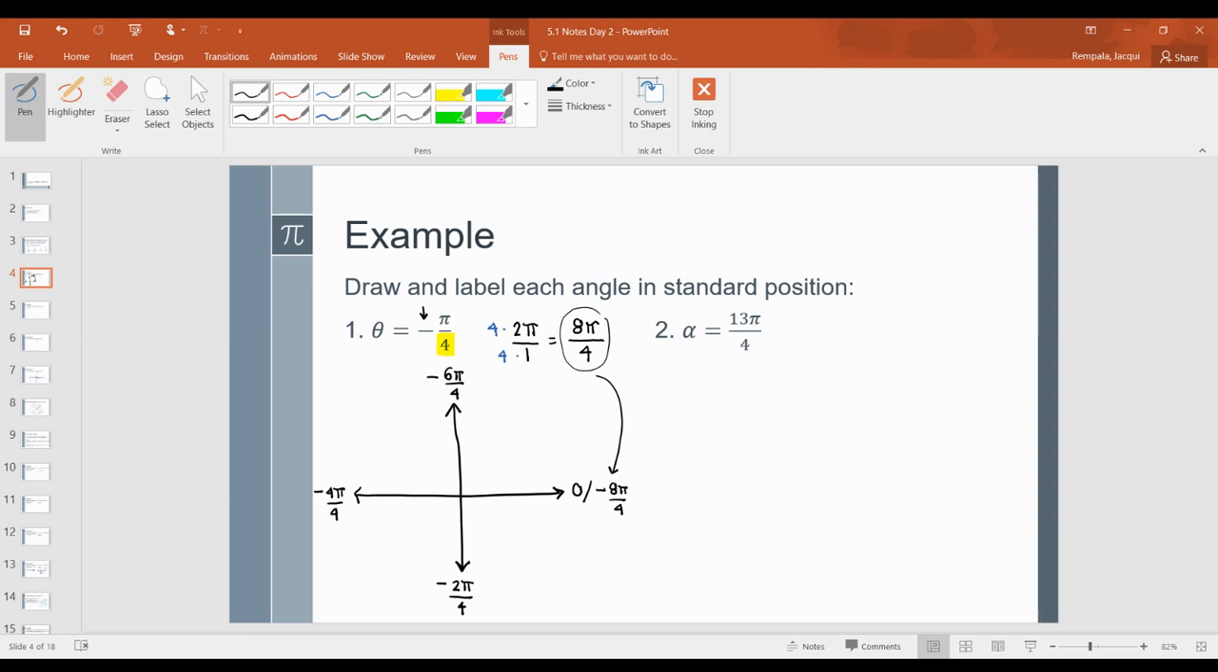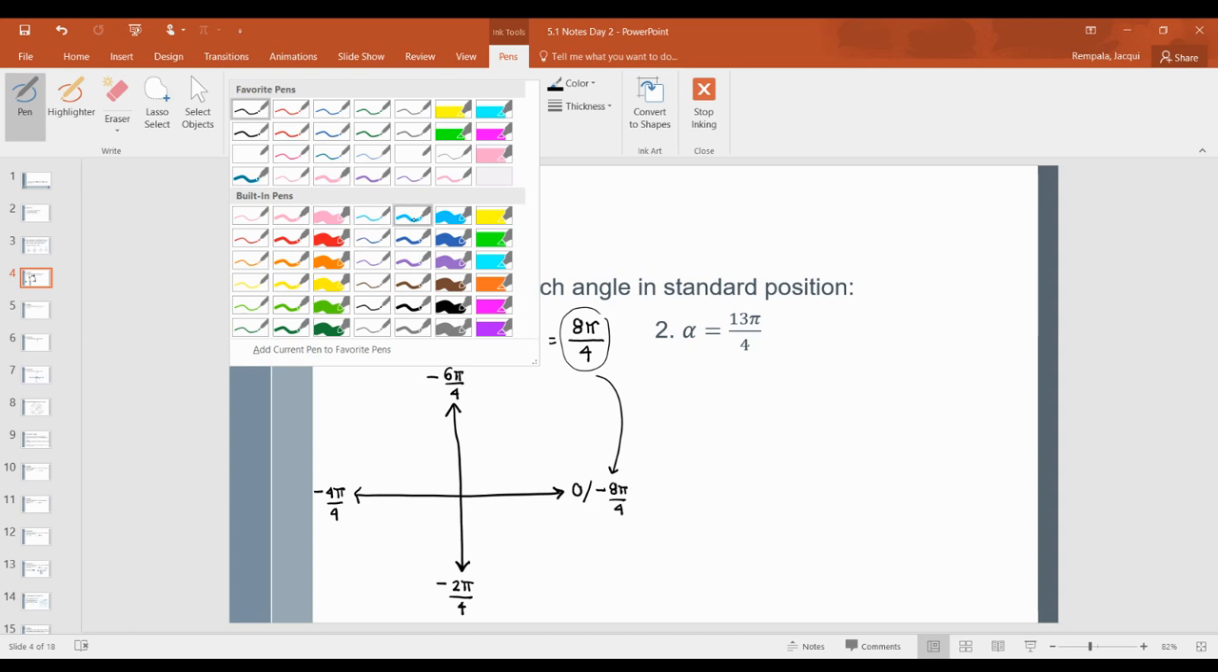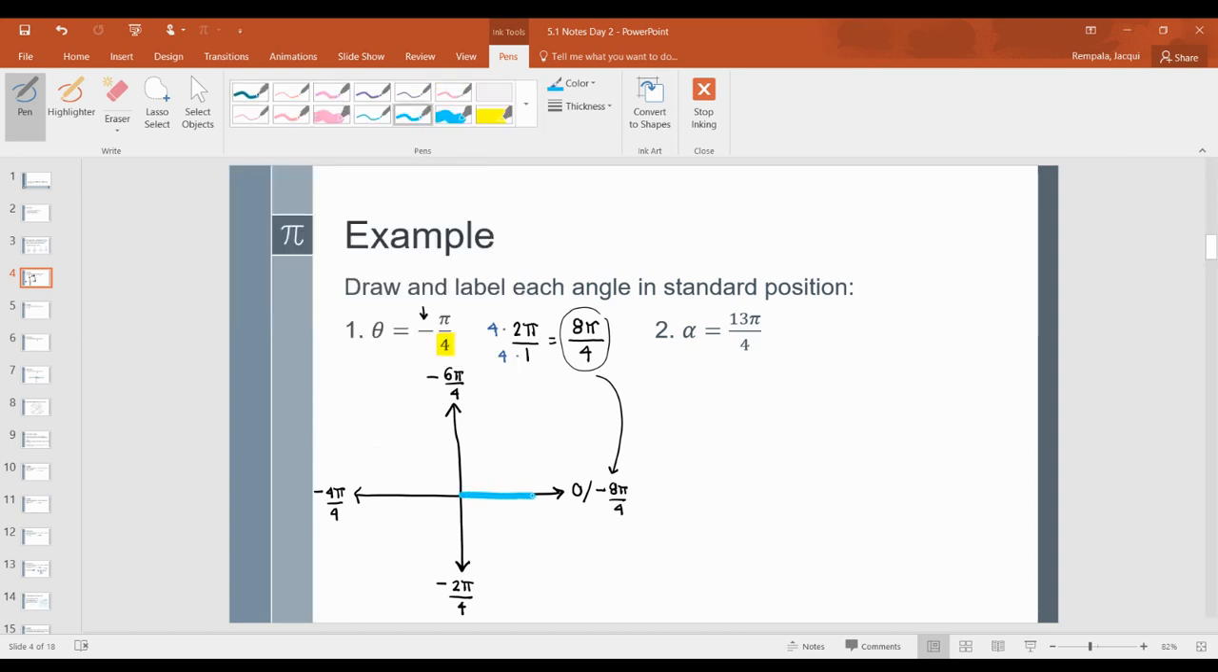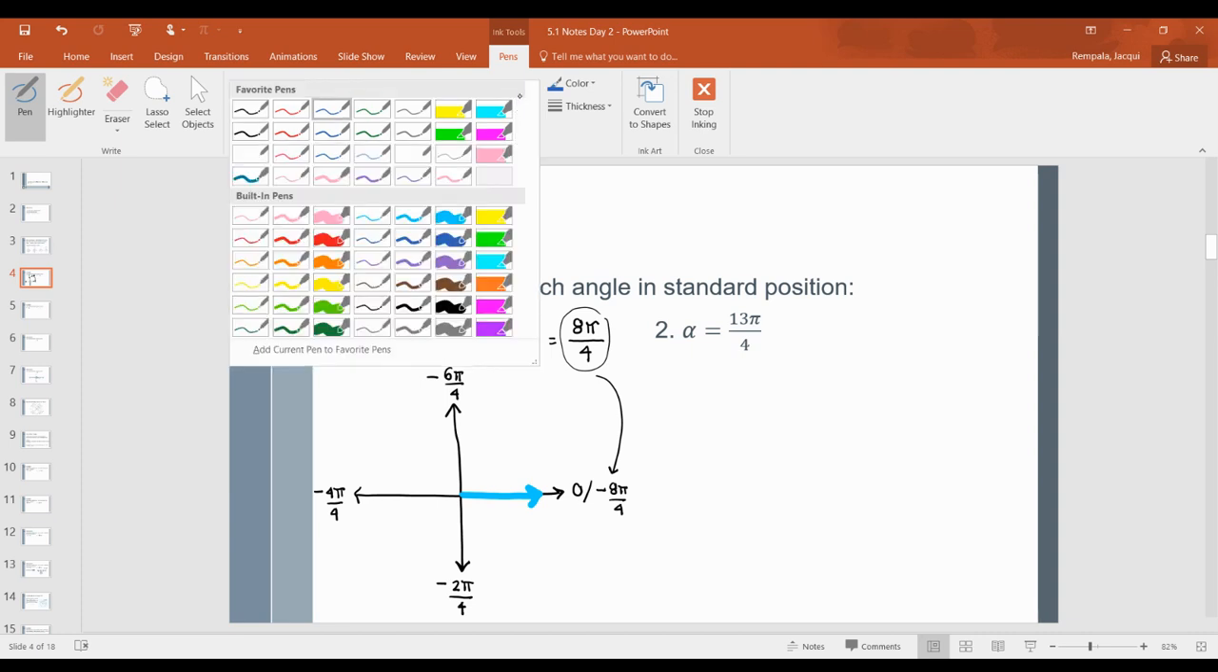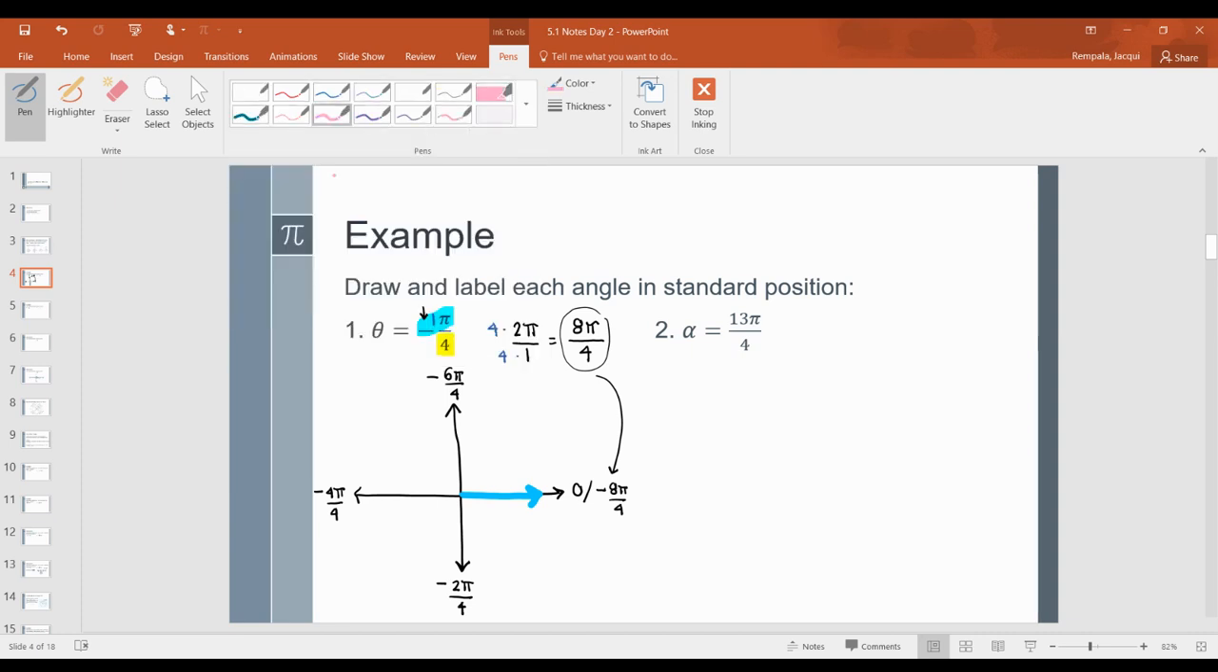Okay, so now that I have my different axes labeled, now I can actually draw my angle in standard position. So to do that, let me change colors here. Remember, I always want my initial side on the positive x-axis. And then now I just need to figure out where my terminal side is going to go. Well, it's really the numerator. Technically, this is like a negative 1 pi in the numerator. I want to look at all the numerators of the fractions that I just drew, and I need to figure out where negative 1 is going to be.